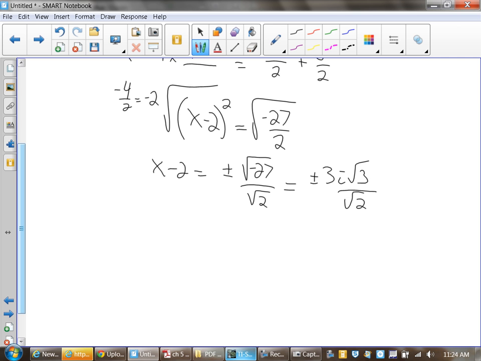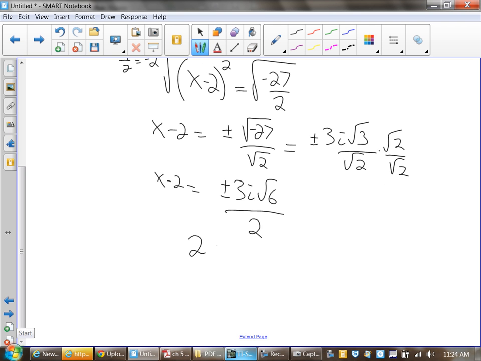So now, how do I undo the root 2 on the denominator? Okay. Multiply top and bottom by root 2. So you wind up with x minus 2 is plus or minus 3i root 6 over 2. Lastly, move the 2 over. And there's your answer. I know the solution on this had this as 4 plus or minus 3i root 6 all over 2. They're the same thing because what's 4 divided by 2? It's 2. That's all. Yeah, sure.